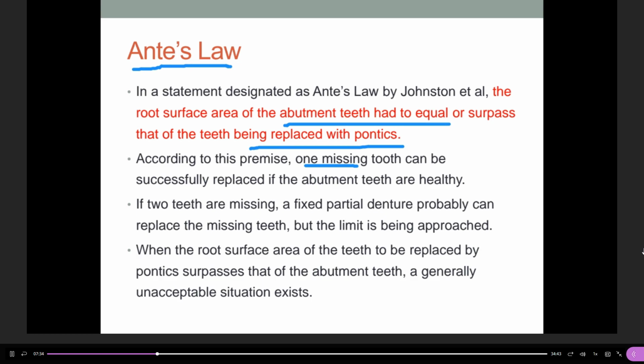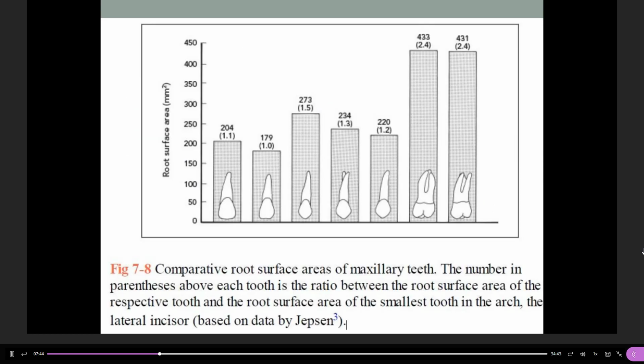But if two teeth are missing, a fixed prosthesis has reached its limit, and with more than two teeth, the root surface area may not be sufficient for the abutment teeth. So that's what Ante's law means.